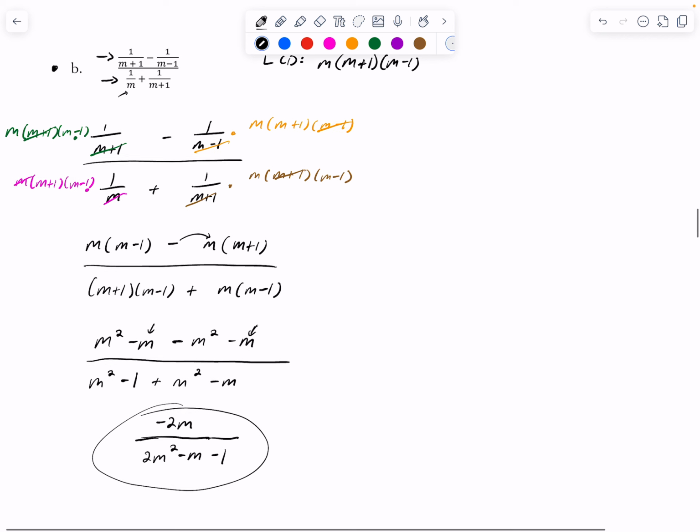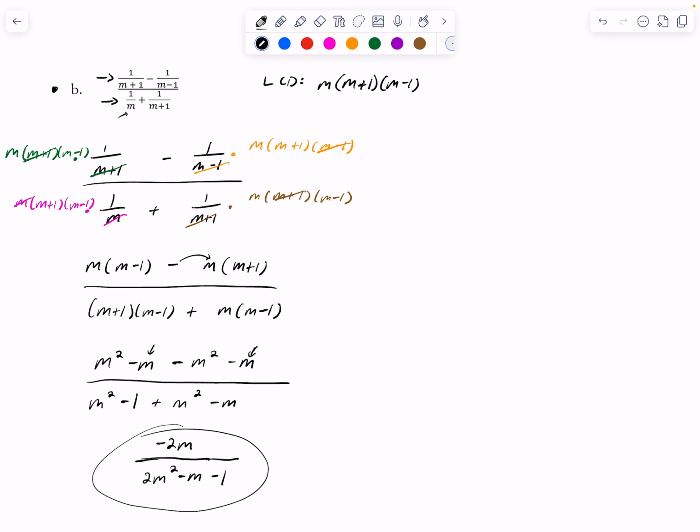So again, I know it still feels like we did a lot of work, which we did, but this is actually much faster than the other way, which I'll show you in class.